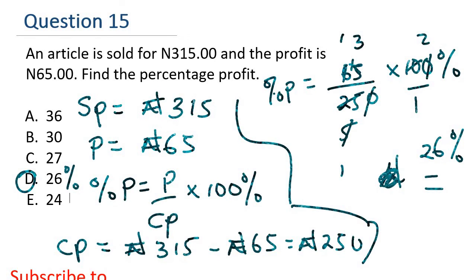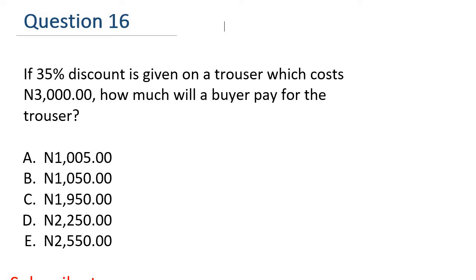Okay, let's progress and move to the next question. Trust me, if you can solve these questions, just go and attempt similar questions like this, you'll be fine. You won't have issues with your exam. Question 16 says, if a 35% discount is given on a trouser which costs 3,000 naira, how much will a buyer pay for the trouser?